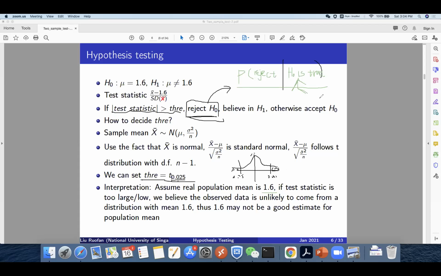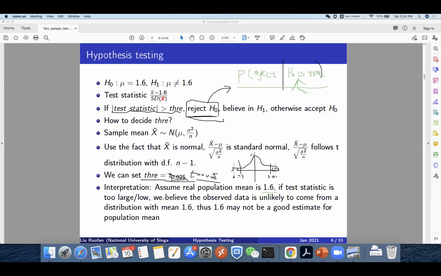Okay. So what if we choose the value of t equal to 0.005? It's still possible, right? Yeah. Then your rejection region becomes smaller, and the probability is 0.01, right? Okay.